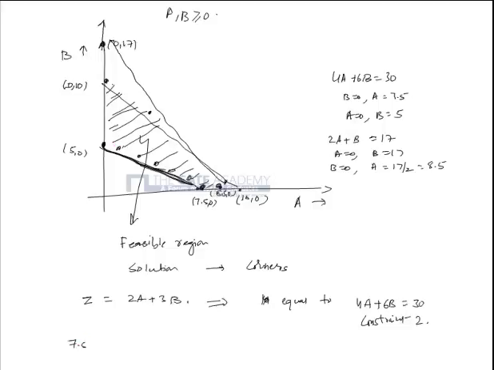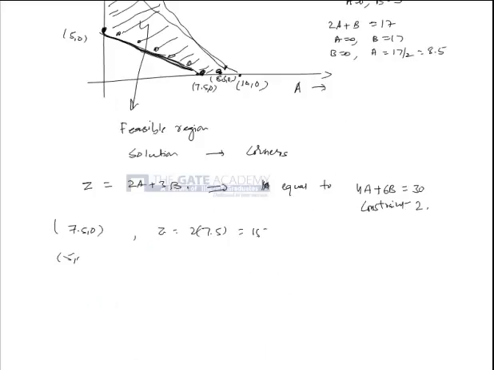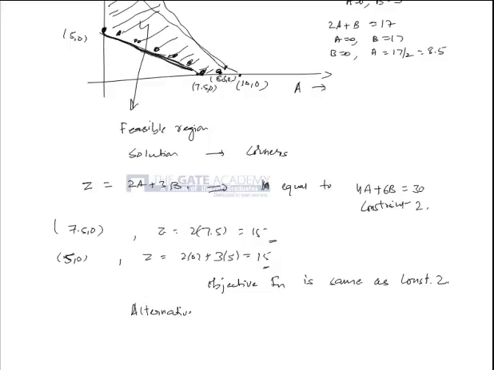Let's substitute 7.5, 0. The value of z is 2 into 7.5, which is 15. Now at this intercept, which is 0, 5, my value of z is 2 times 0 plus 3 into 5, which is 15. So all the points on this line will give me the same value of z, because the objective function is the same as constraint 2. It can be seen that it has alternative optima instead of one optimum. So the answer is A. Thank you.